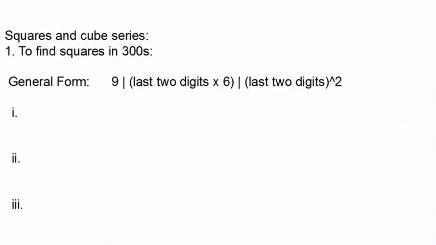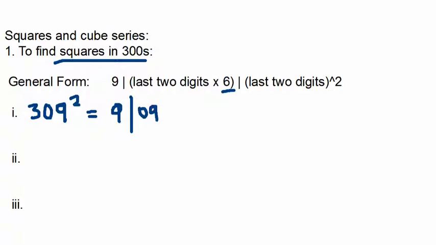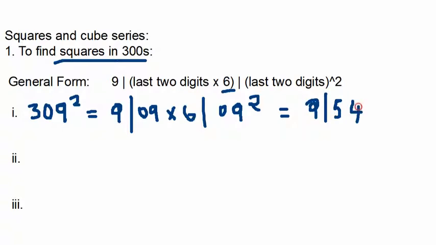Similarly, it will start with 9 and the remaining steps are the same. The only thing is that step 1 and step 2 will keep on changing. In step 1 we get 9 and take a pause. What are the last two digits here? We take the number 309. So the last two digits are 09. 09 into 6, and finally we square the last two digits. So we get the answer as 95481.